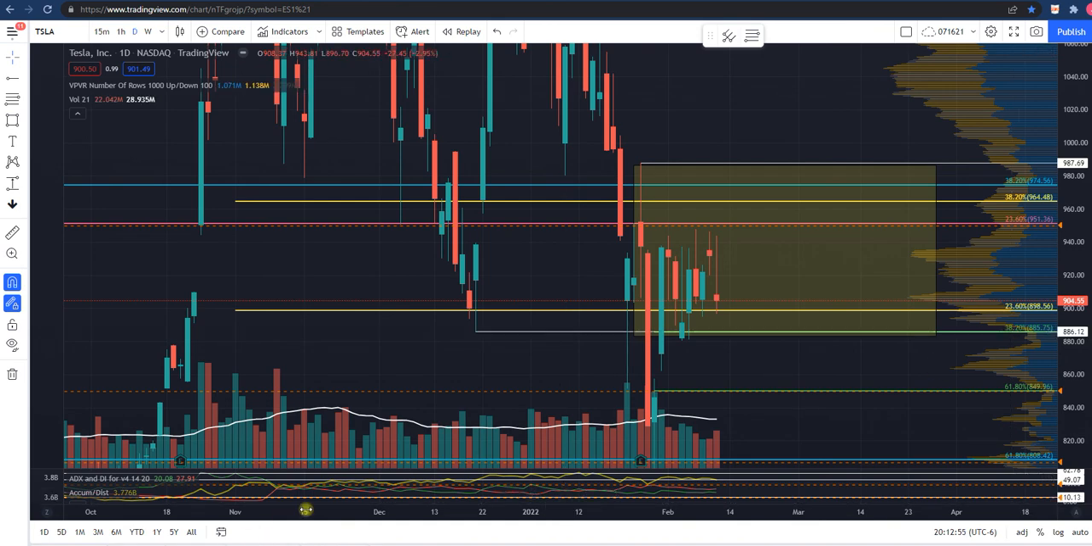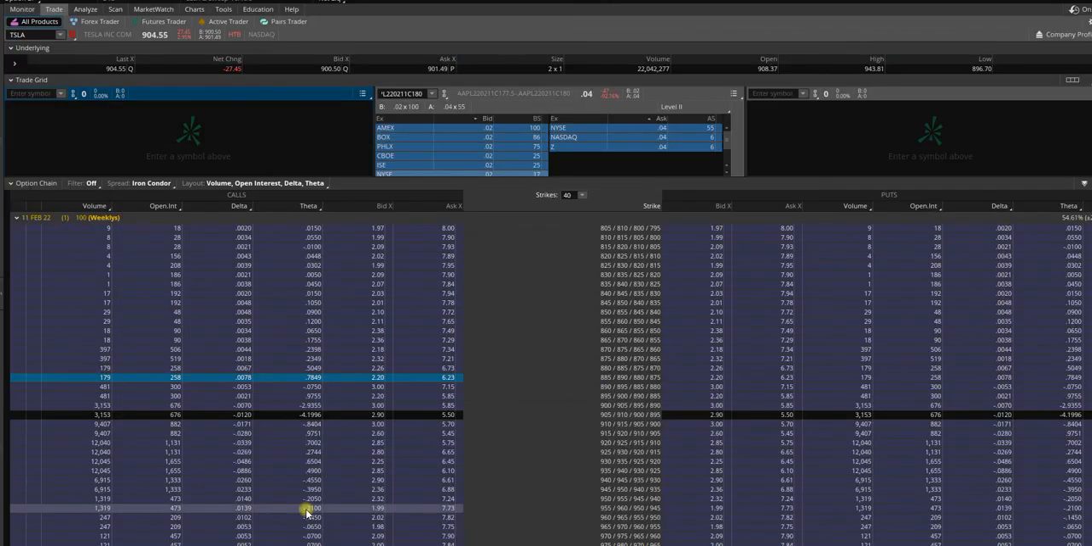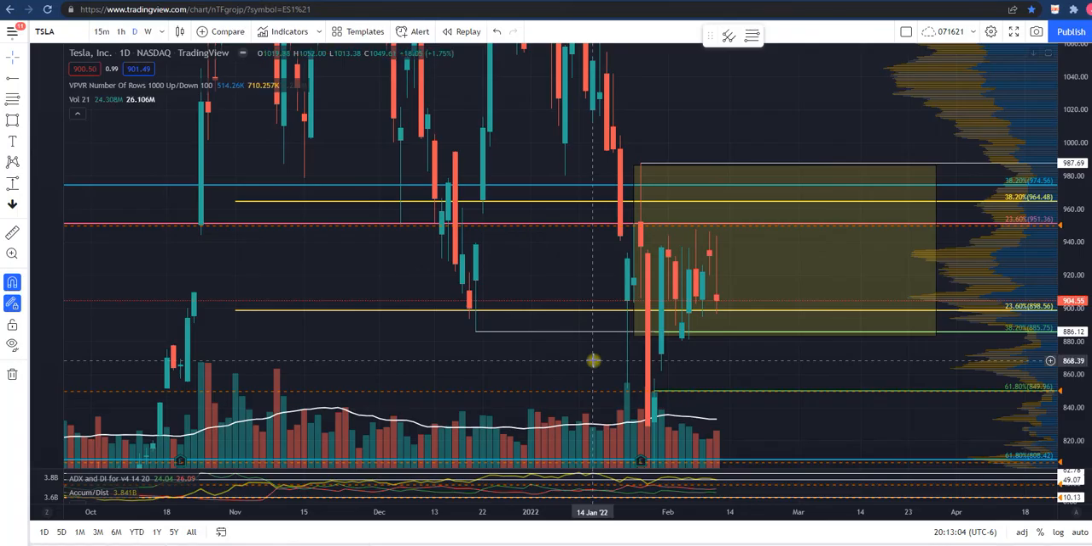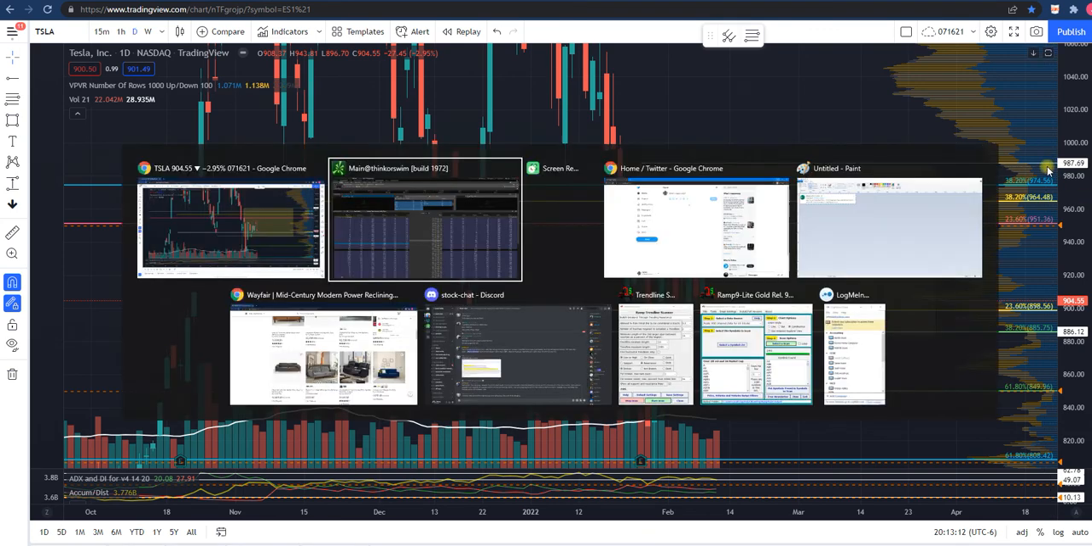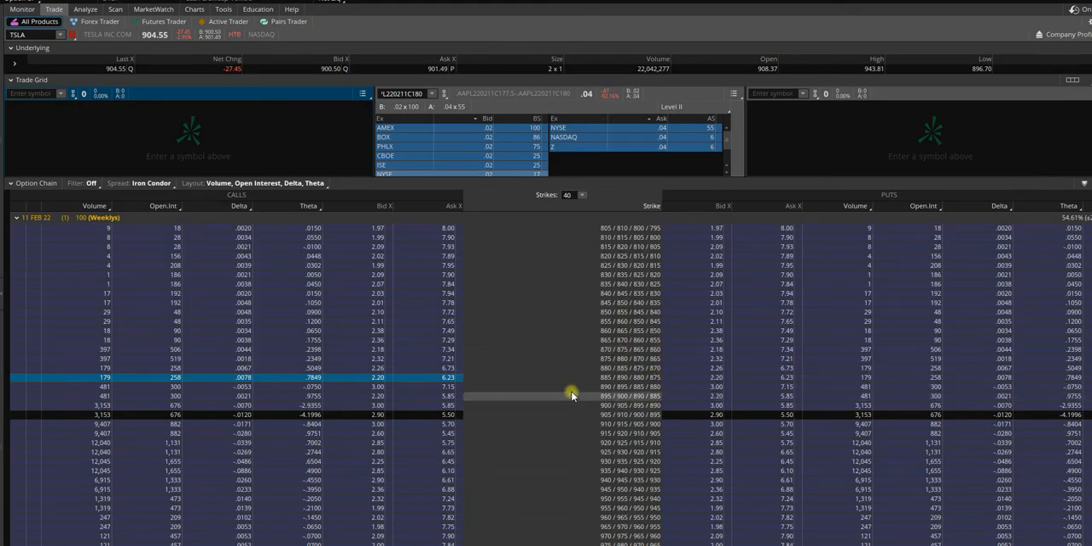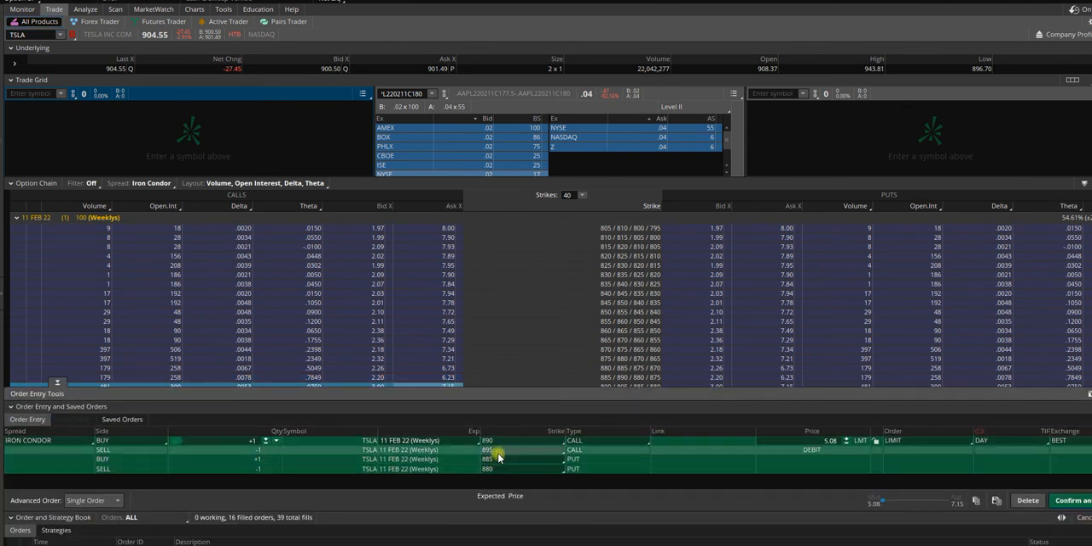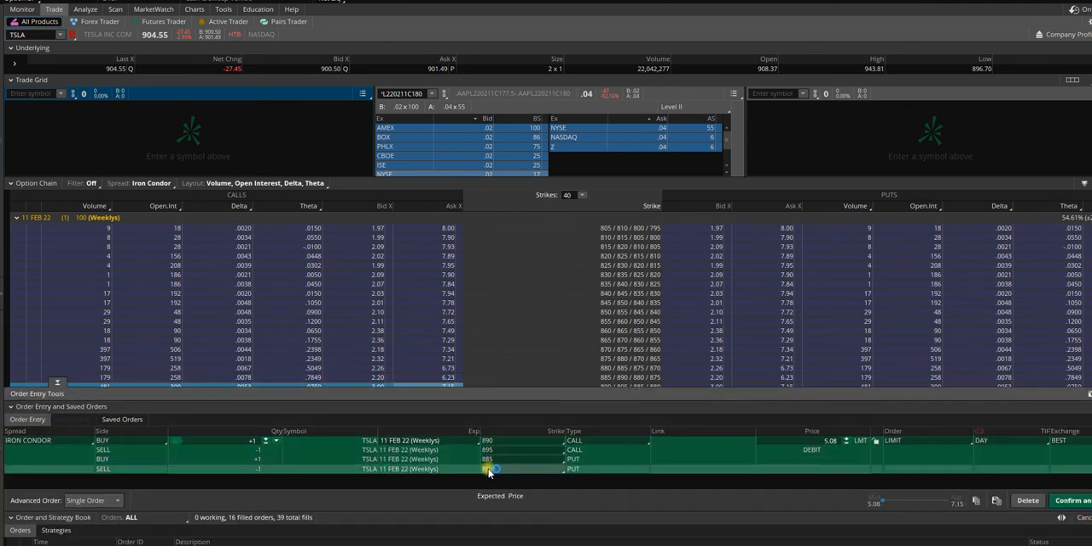And so let's go ahead and we will go over into Thinkorswim real quick. So we have Tesla. We're in the Iron Condors. And again, the spread we're looking for is, let's call it, an 885 to 990. So we can go to the 885. So you see the bottom here, it's 880, 885.